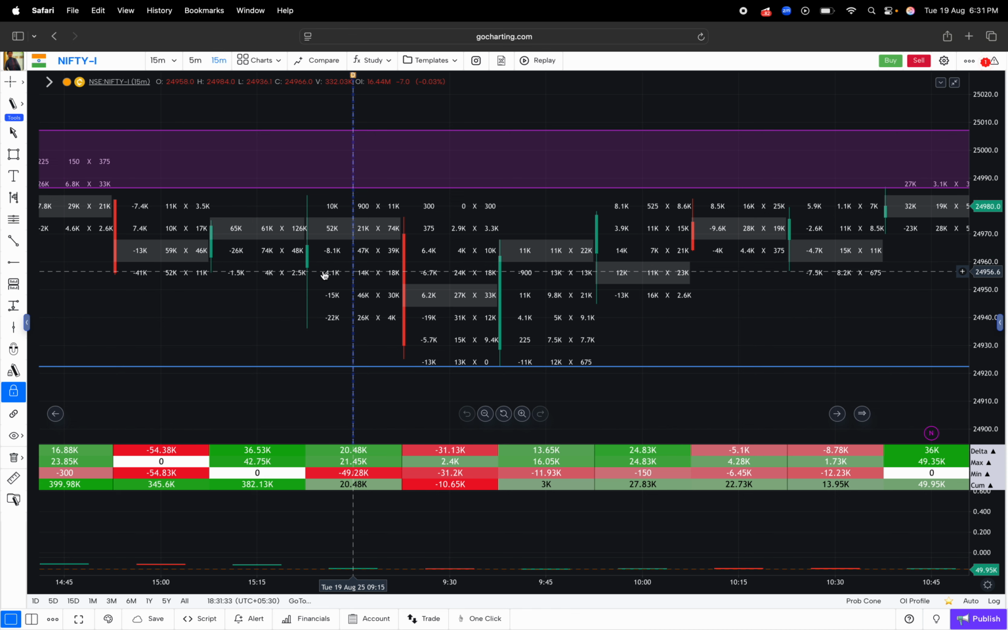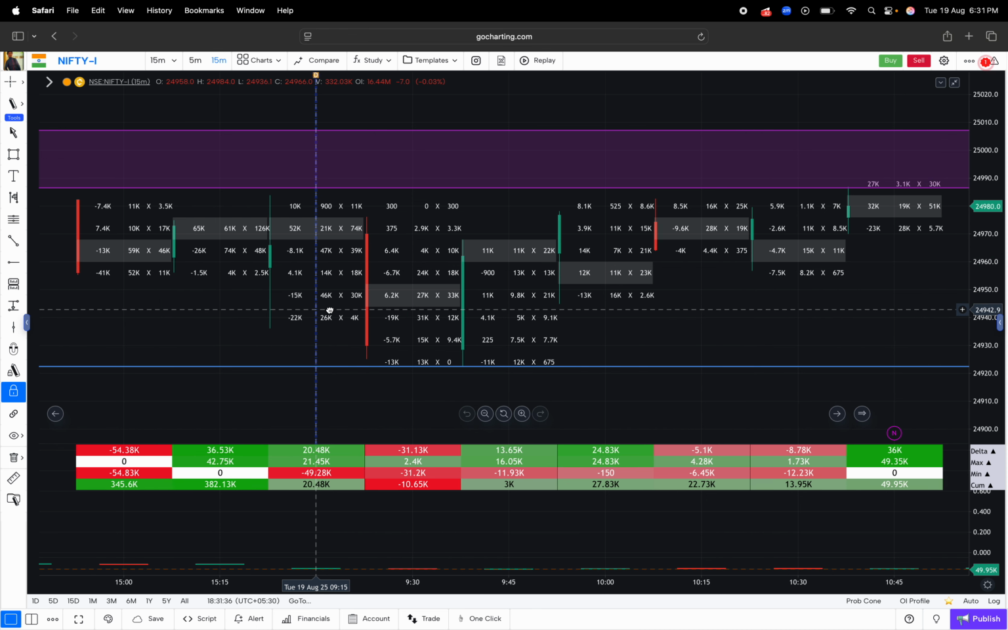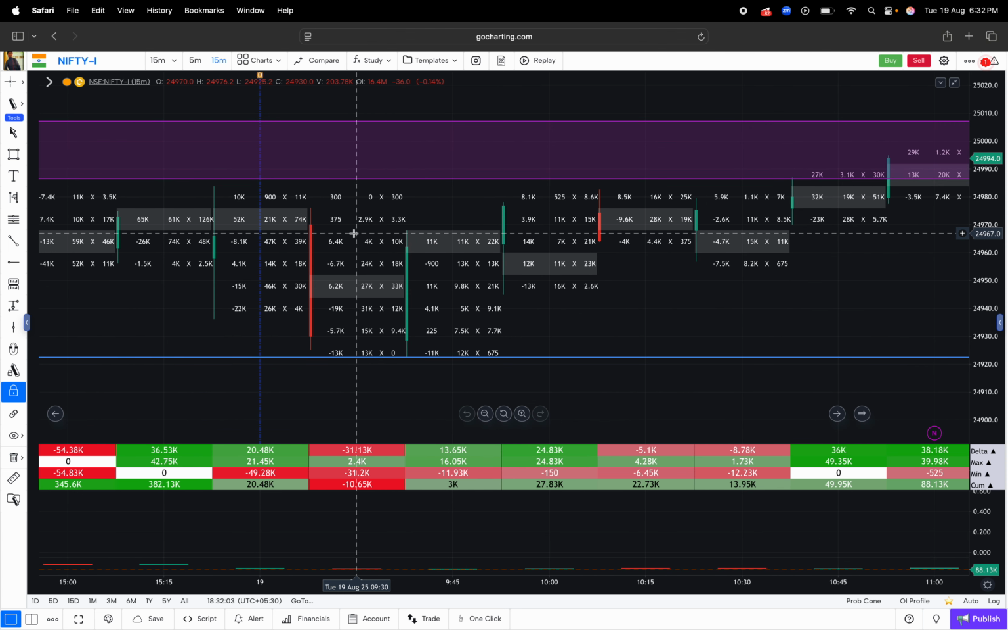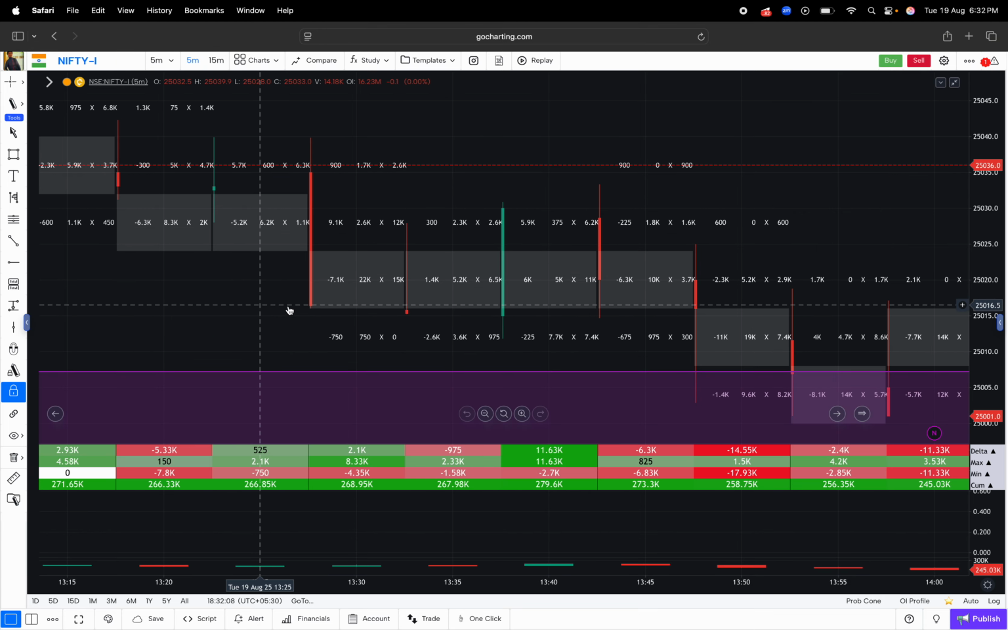So we see a kind of balanced candle. Both buyers and sellers are equally trying to capture that particular zone. You can see here 46k sellers, 30k buyers; 26k sellers, 4k buyers; 14k sellers, 18k buyers; 47k sellers, 39k buyers; and here 74k buyers and 21k sellers. Okay, we'll move to the next candle.